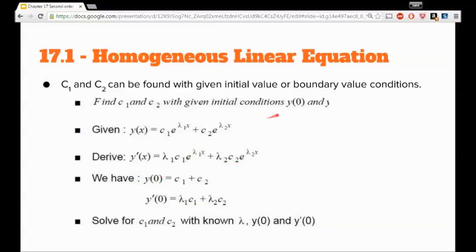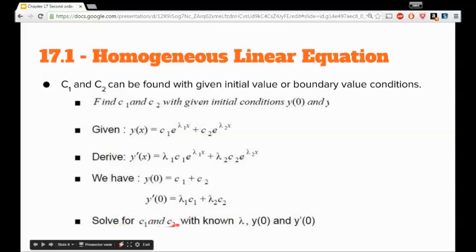And when we plug in the initial values, we get y of 0 is equal to c1 plus c2, and y prime of 0 will be equal to lambda 1 times c1 plus lambda 2 times c2. We can just get rid of the terms where e to the power of lambda 1 x and e to the power of lambda 2 x, since they equal 1 at x equals 0.